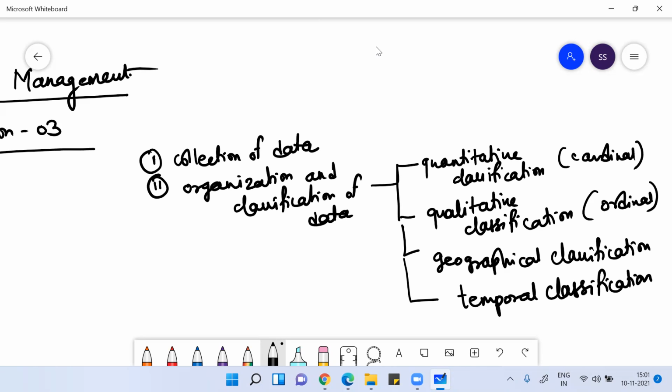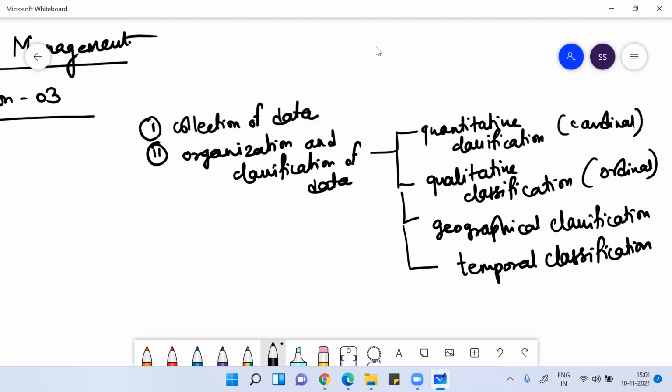So once we have data with us, if we are trying to organize and group the data, we can group them into different parameters. We can group them either quantitatively, or qualitatively, or on the basis of geography, or on the basis of time period. Once that grouping is done, the next thing is the analysis. The analysis is the most important thing. So the third part of working on the data is the analysis of the data.